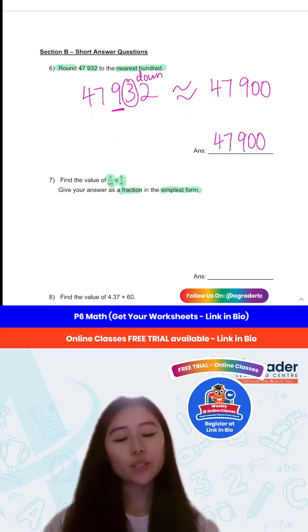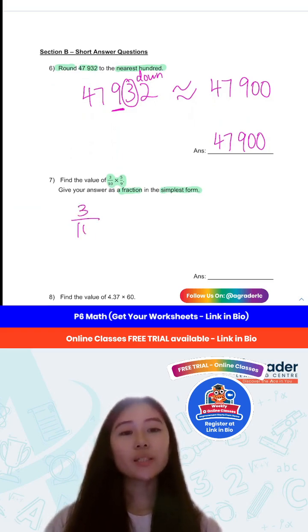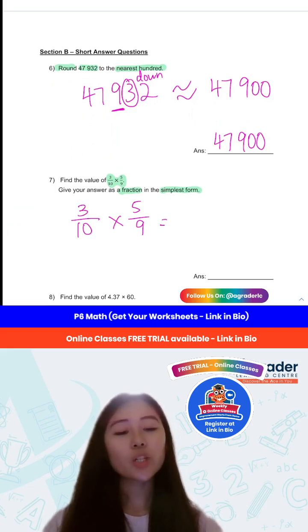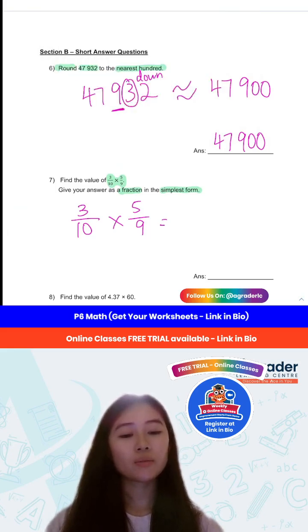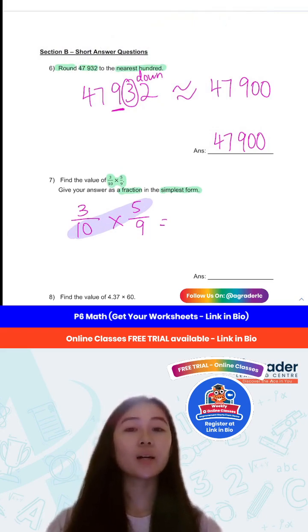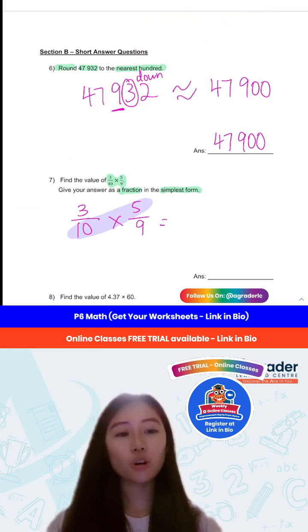Okay, so let's go through this. 3 over 10 times 5 over 9. So I will suggest you cross cancel first. So for this one, you can actually cross cancel 10 and 5, right? Because both of these numbers can divide by 5. Okay, so yes, Sushi Monster cancellation is correct. Let's do cross cancellation. You get 2 and 1.